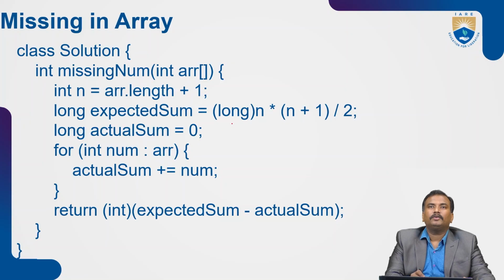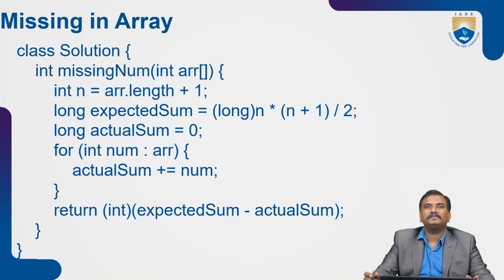Here why we are taking long is, in Geeks for Geeks some test cases are not getting passed with the integer, so it shows an error in the range of integer. So for that we are taking long, and finally we are returning an integer, expected sum minus actual sum. This is the way we can find the missing element in the array.